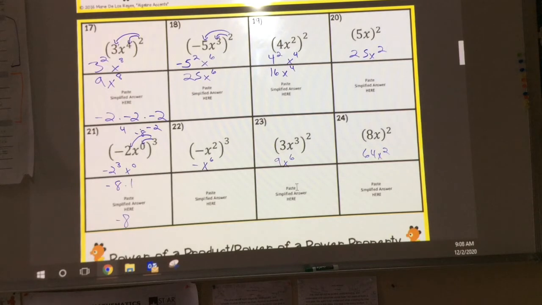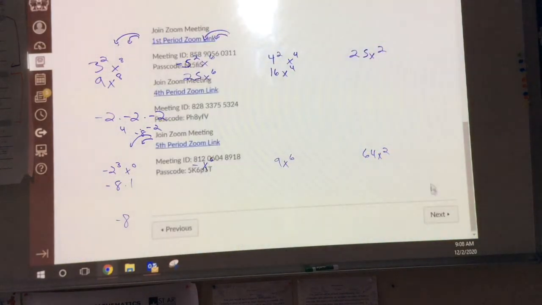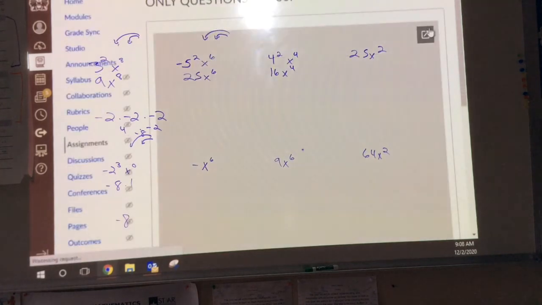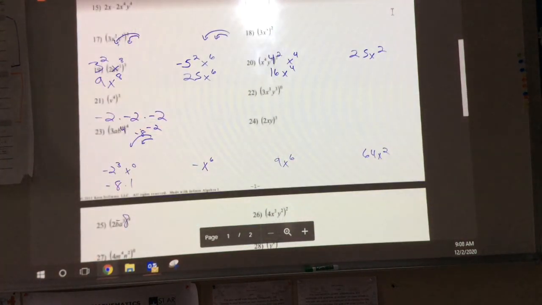So today you're doing the same paper. It's in Wednesdays though. Don't worry about trying to go back to yesterday's. But today we're going to do questions 16 through 30. So 1 through 15 you did last night. Now today we're doing 16 through 30.